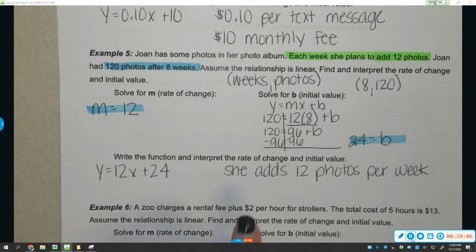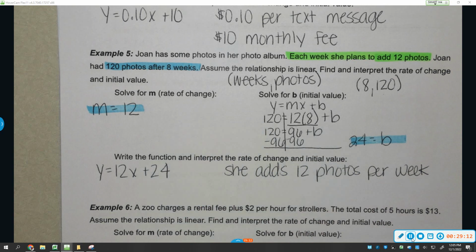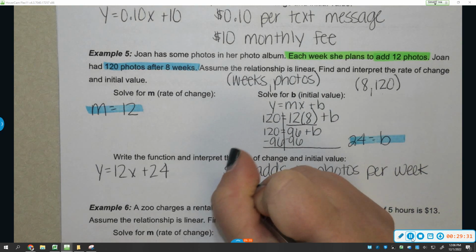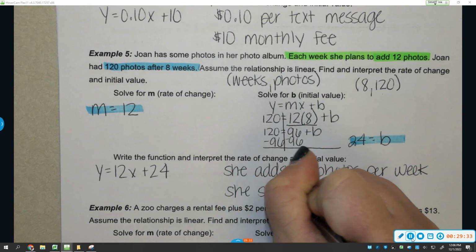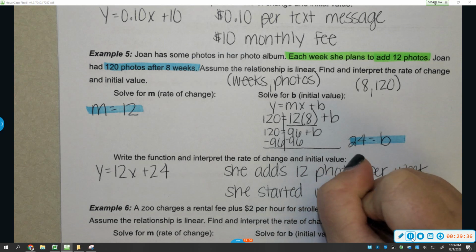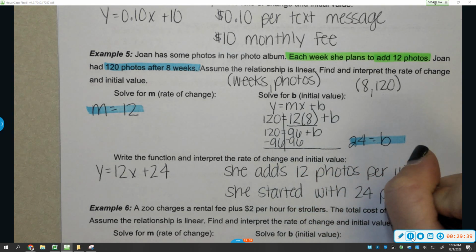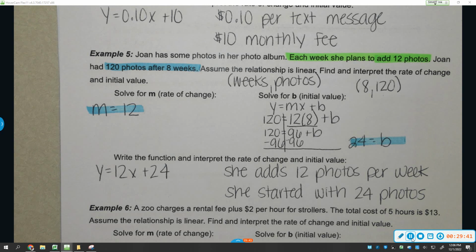Now, we already interpreted her rate of change. Who would like to interpret her initial value, or what does the 24 represent? Lorelai? Not weeks, nope. Brody? How many photos she had before. So remember, initial value is that starting point, that beginning point. So she started with 24 photos. Before she even started to add anything, she already had the 24 in her photo album.